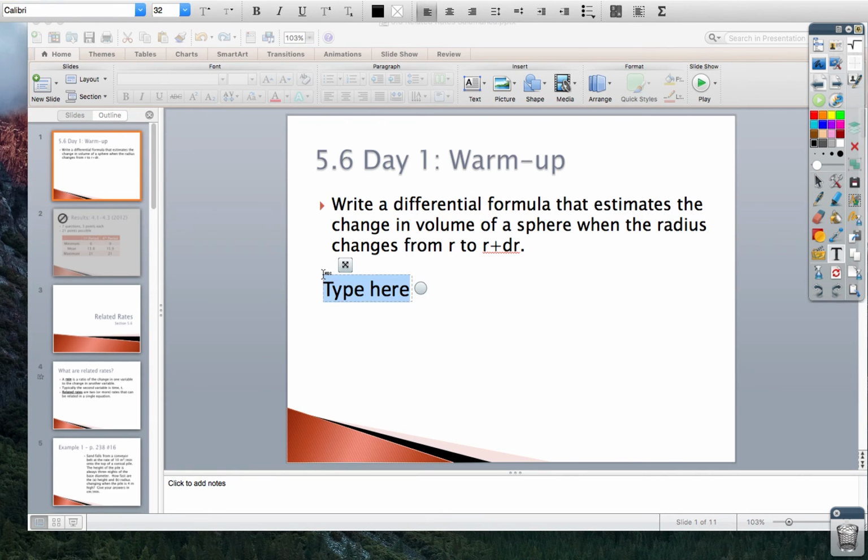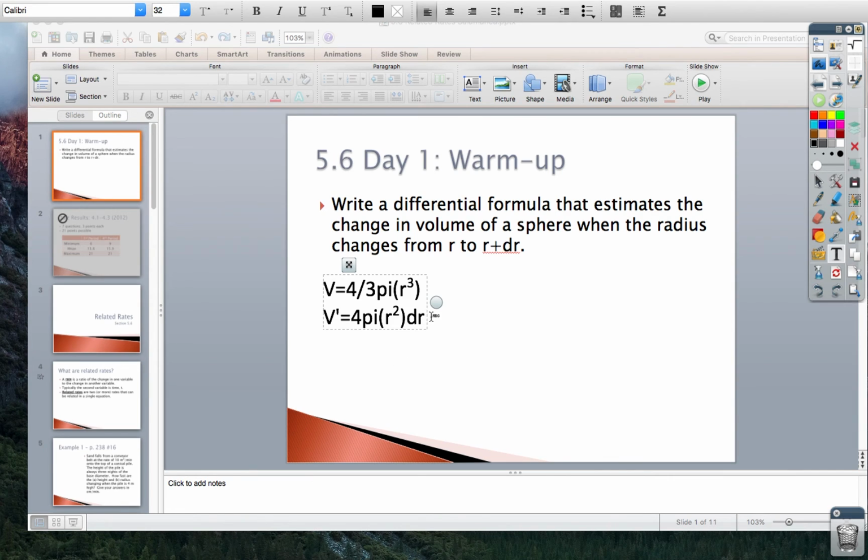The question says: write a differential formula that estimates the change in volume of a sphere when the radius changes from r to r plus dr. So let's consider the volume of a sphere is equal to 4/3 pi r cubed. Then we're going to find the derivative of the volume. So volume prime is equal to 4 pi r squared dr.